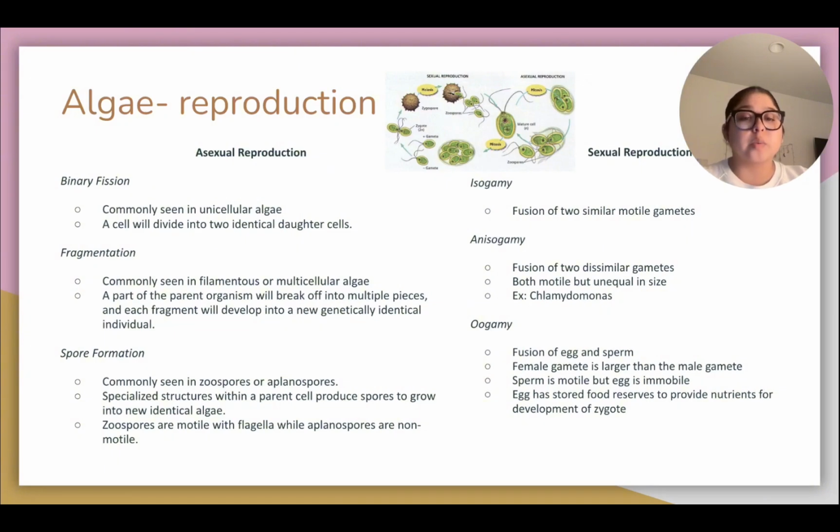And then as for sexual reproduction, the first one that I read about was isogamy, which is the fusion of two similar motile gametes. And then there's anisogamy, which is the fusion of two dissimilar gametes. Both are motile but are unequal in size. And then there's oogamy, which is the fusion of an egg and sperm cell.